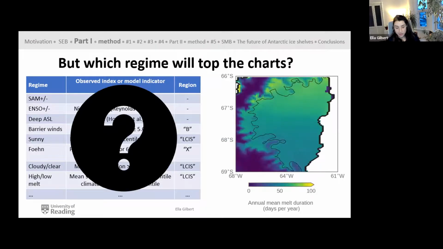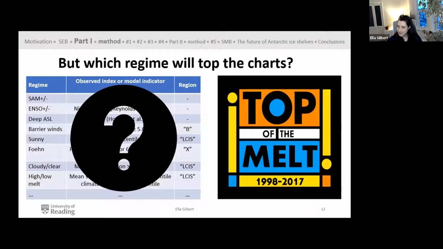So the main question, I know it's on everybody's lips, is which regime is going to top the charts? Which are the most important? Because no one has really quantified which are the most important for driving that surface melting over the ice shelf. Many papers have drawn out some of the most important ones, but very few have actually either ranked them or made an attempt to quantify them. So this is my attempt at doing that.